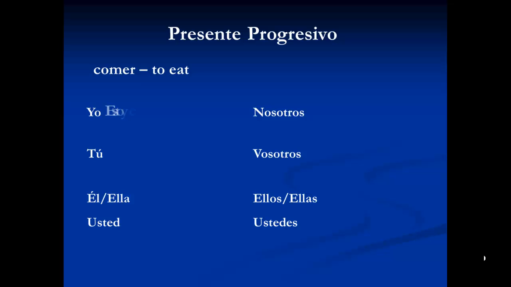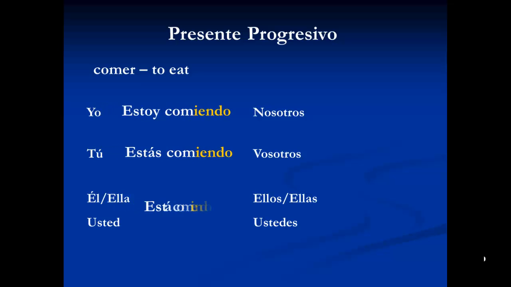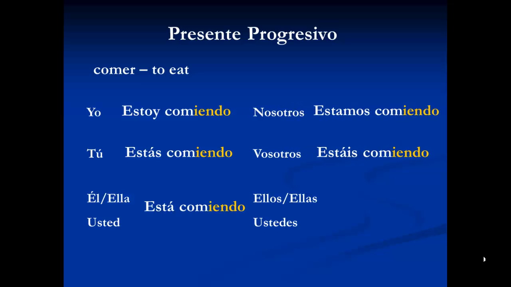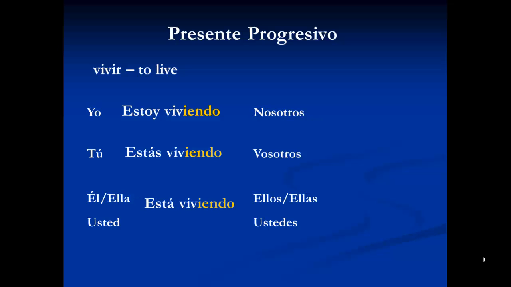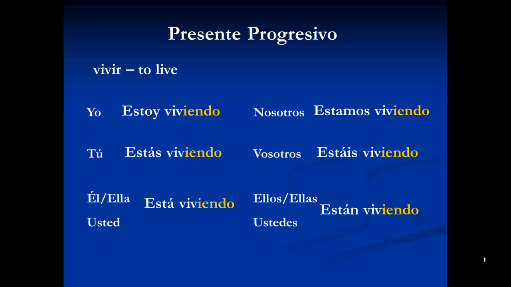Let's try another one. Take the verb comer. It becomes estoy comiendo, estás comiendo, está comiendo, estamos comiendo, estáis comiendo, and están comiendo. And again, if you have your form of estar, the form of estar reflects who's doing the action. You add your present participle with it, and you're done. So we have vivir, estoy viviendo, estás viviendo, está viviendo, estamos viviendo, estáis viviendo, and están viviendo.